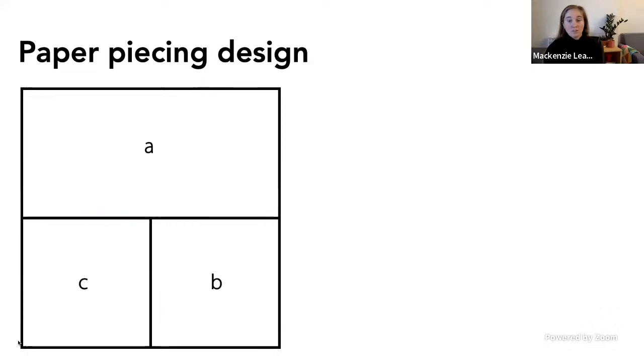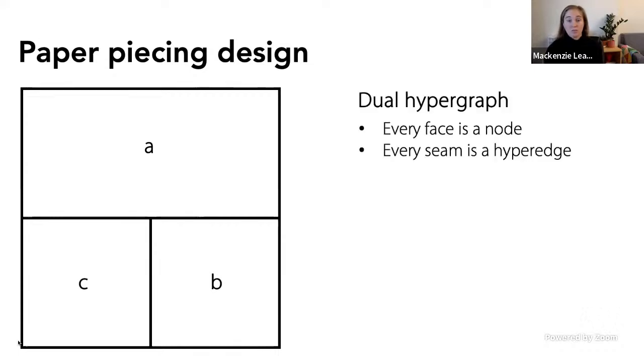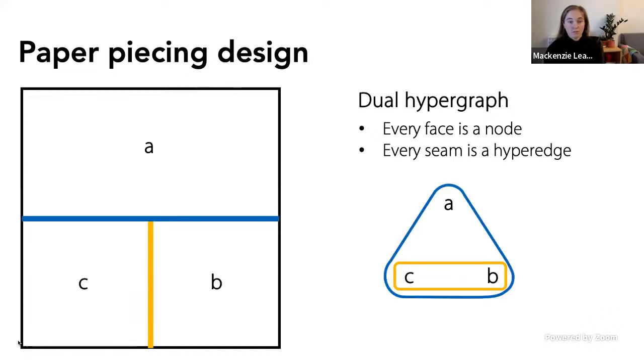And now that we've defined seams, we return to our simpler paper pieceable design. And we want to think about how to construct a dual graph based on this design. So we need a graph structure that captures the sewing process of adding faces one seam at a time. And so in this dual hypergraph, every face is a node and every seam is a hyperedge. And to build our hypergraph, we start by adding nodes for the faces. And then we add an orange hyperedge for the orange seam and a blue hyperedge for the blue seam.